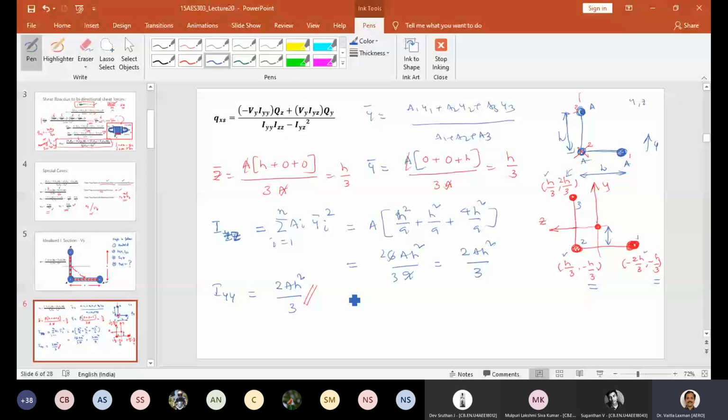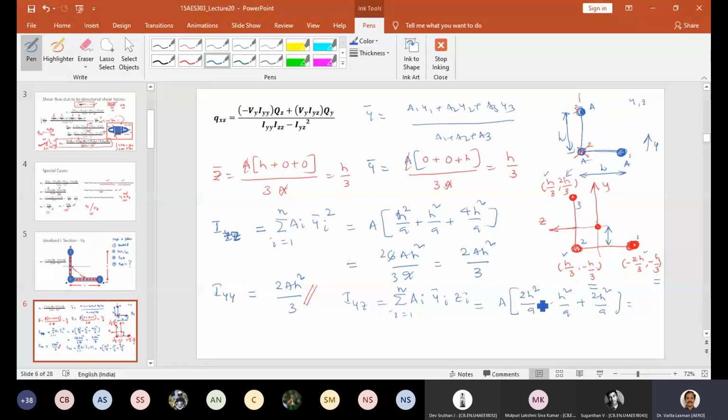Iyz is equal to the summation of Yi into Zi, i equals 1 to n again. This is much easier than that. So A you can take common. Now what you have to do? Multiply these two, multiply these two, multiply these two. Simple. Multiply these two, addition, multiply these two, and multiply these two. So what am I going to get? 2H squared by 9 from here minus H squared by 9 from here. Again I am going to get 2H squared by 9.